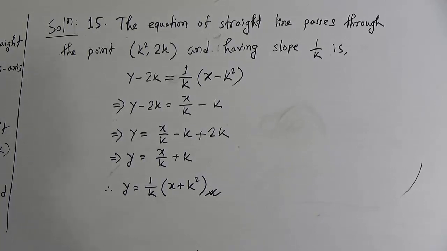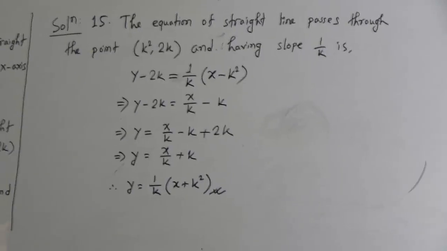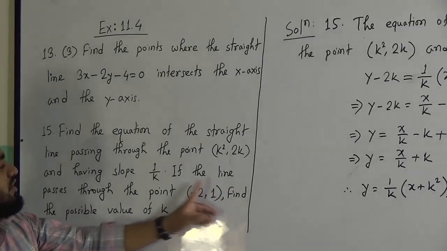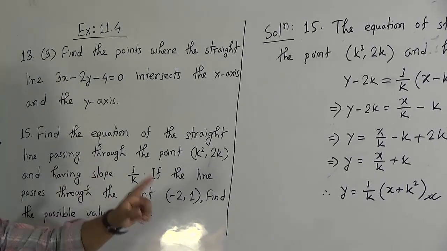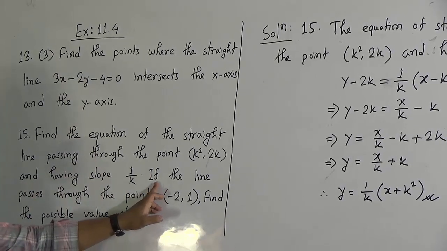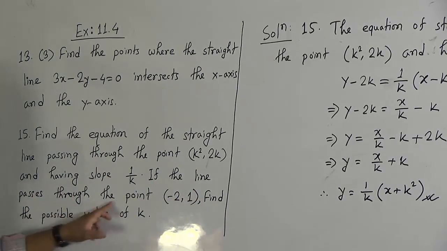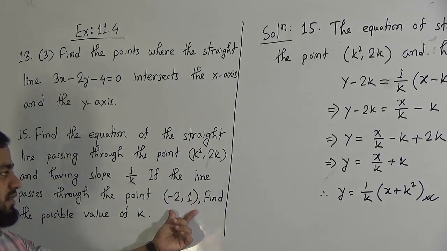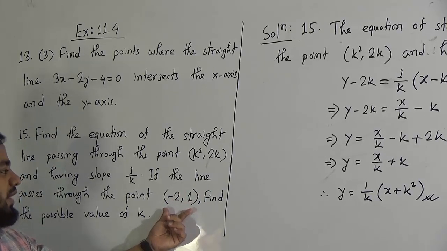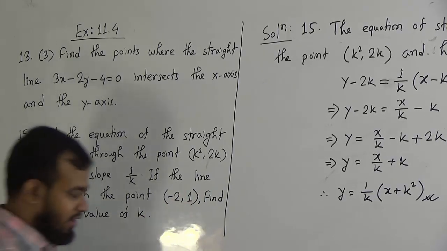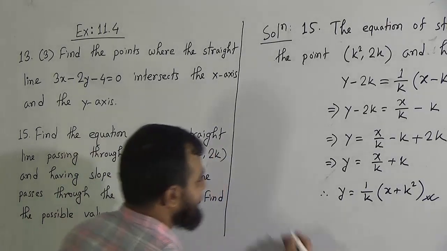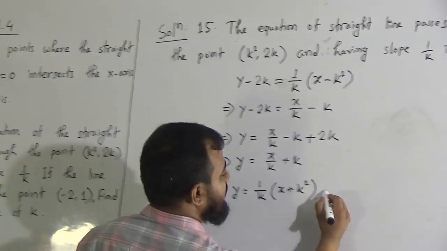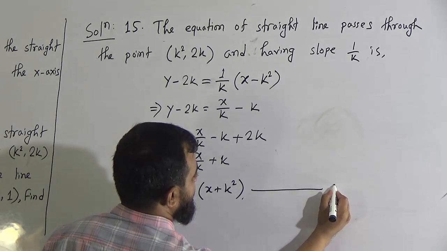But my dear students, there is another problem here in the question. The first question was to find the equation of that line, which I have found already. Now if the line passes through the point (-2, 1), find the possible value of k. That means the line also passes through the point (-2, 1), then we need to find the value of k. Now solve this one, it's also so easy. Now give the equation number here. It is equation number, suppose A.